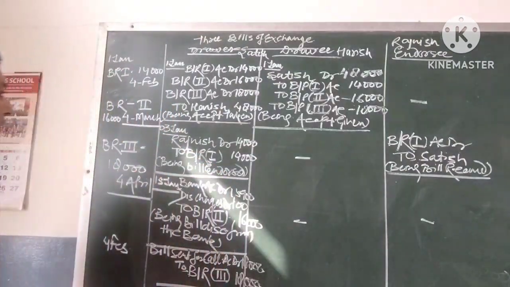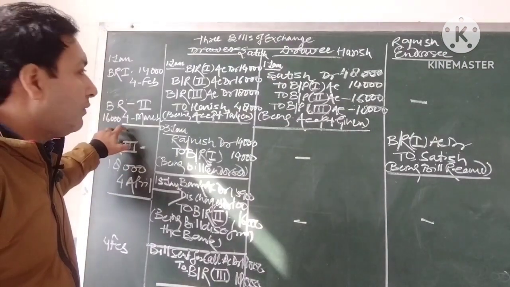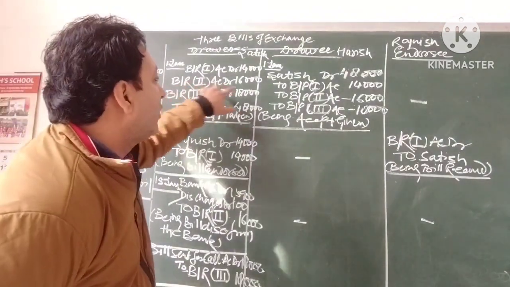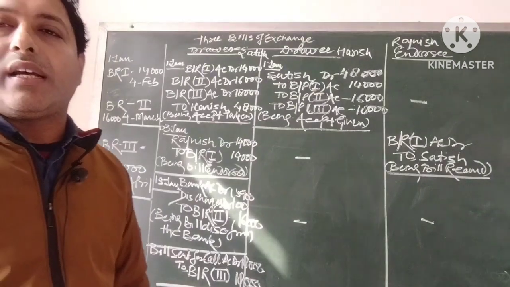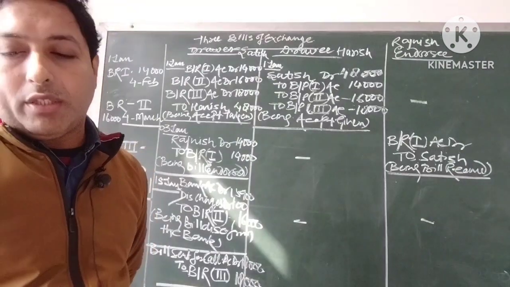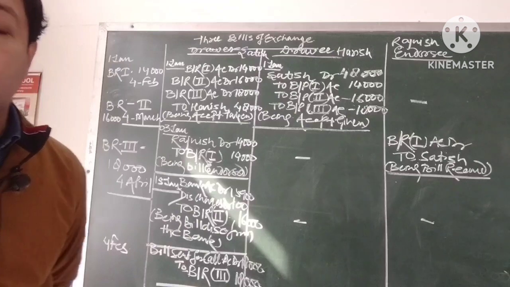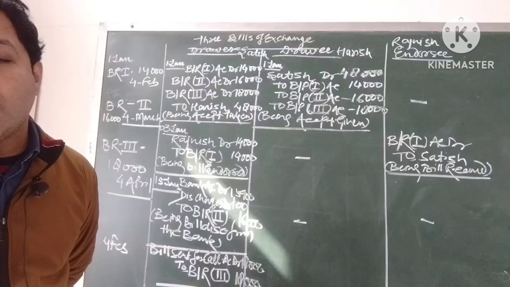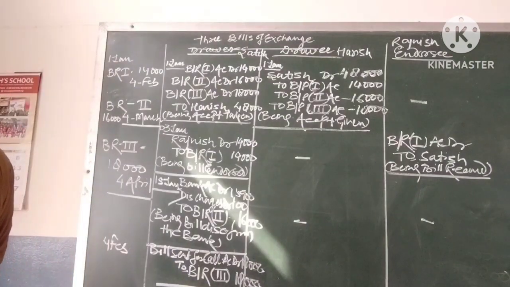Where is the second bill? Second bill, what is the cost? 16,000. The cost of the second bill is 16,000. It means bill number second, the cost of the bill is 16,000 rupees. Is it clear? So all the bills were met on the maturity except the second bill. Second bill was dishonored. So noting charges being paid, 240 rupees, when the bill is dishonored. So what is the entry?